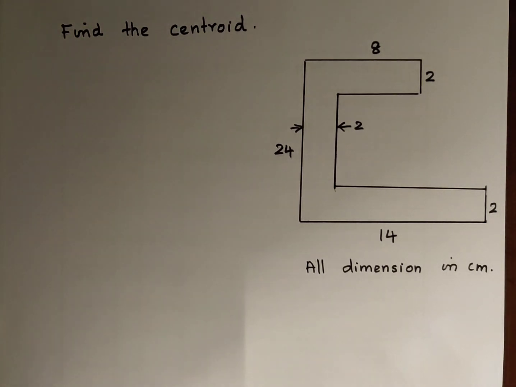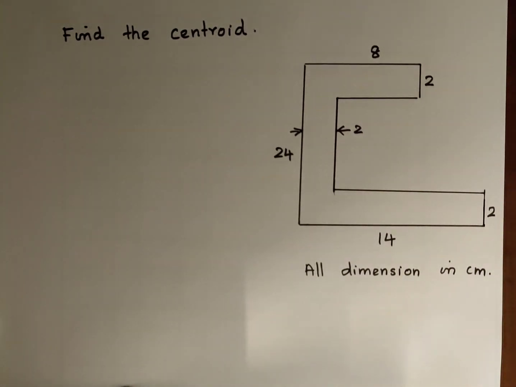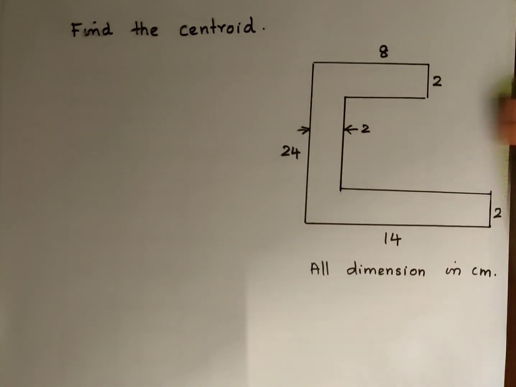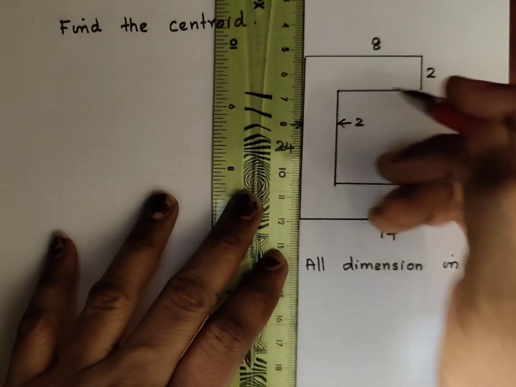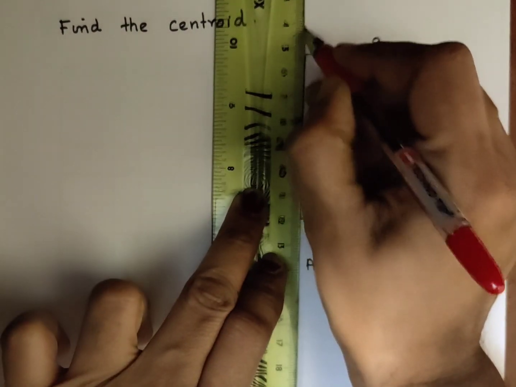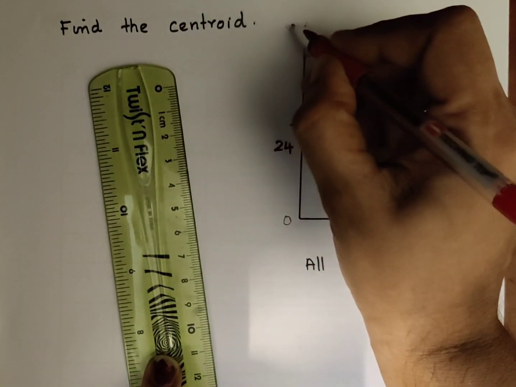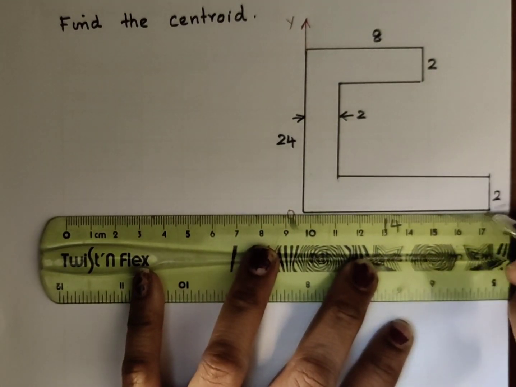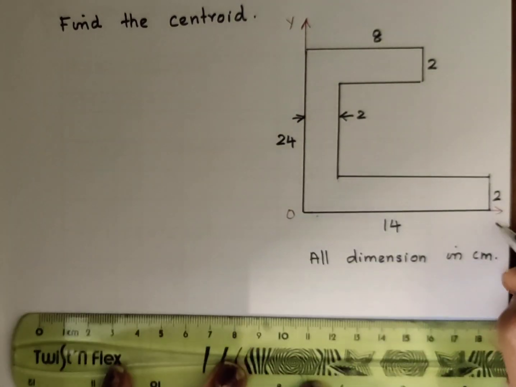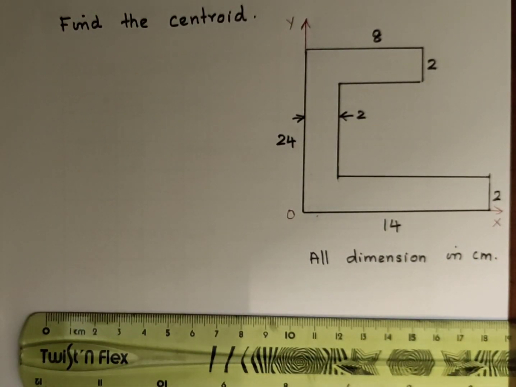So next we will see the centroid of this section. The first step is you have to draw the reference axis. This is also an unsymmetric section. This is the reference axis OY to calculate x coordinate, and this is the reference axis to calculate y coordinate. This is the OX axis. So first step is you have to draw the reference axis.